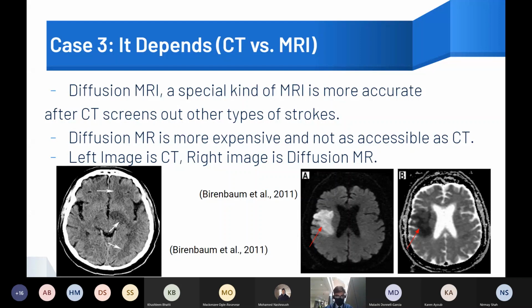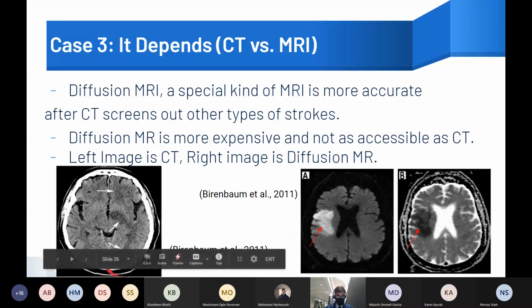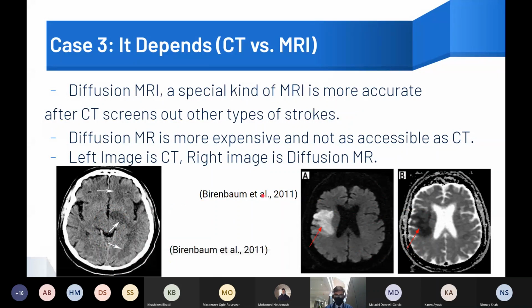So we have CT on the left image here, and MRI on the right. And I think it's very clear to see where the ischemia is happening on both of these images. But what we have to do is weigh the benefits and the deficiencies of both these techniques. So MRI is more accurate for ischemic strokes specifically.